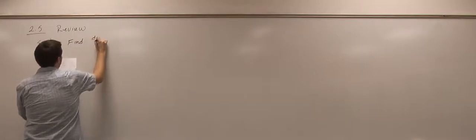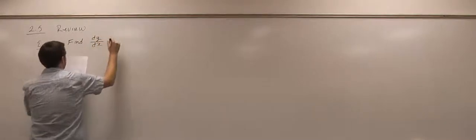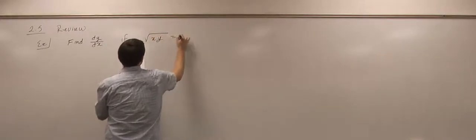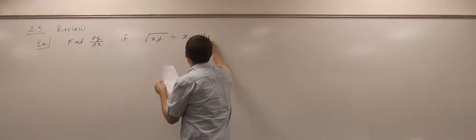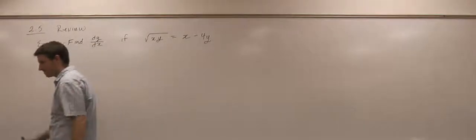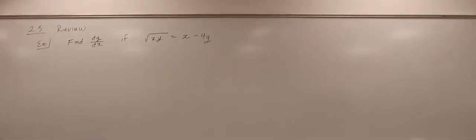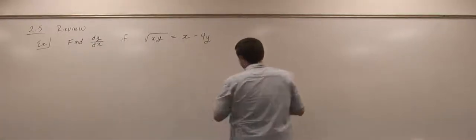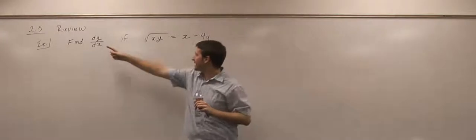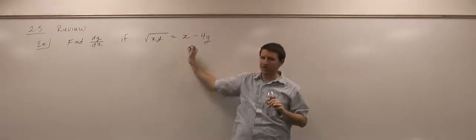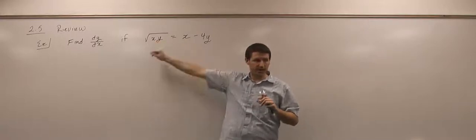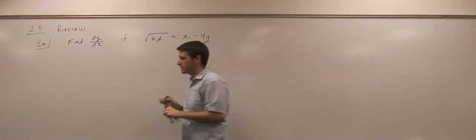So find dy dx given square root of xy equals x minus 4y. So how's this work? If you're trying to find dy dx and you have an equation where y is not solved for, you want to do implicit differentiation, which means take the derivative of both sides with respect to x.